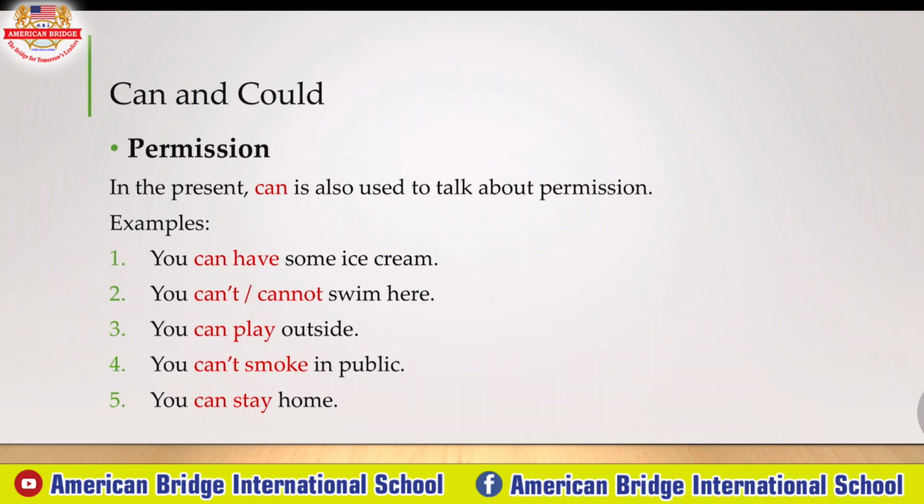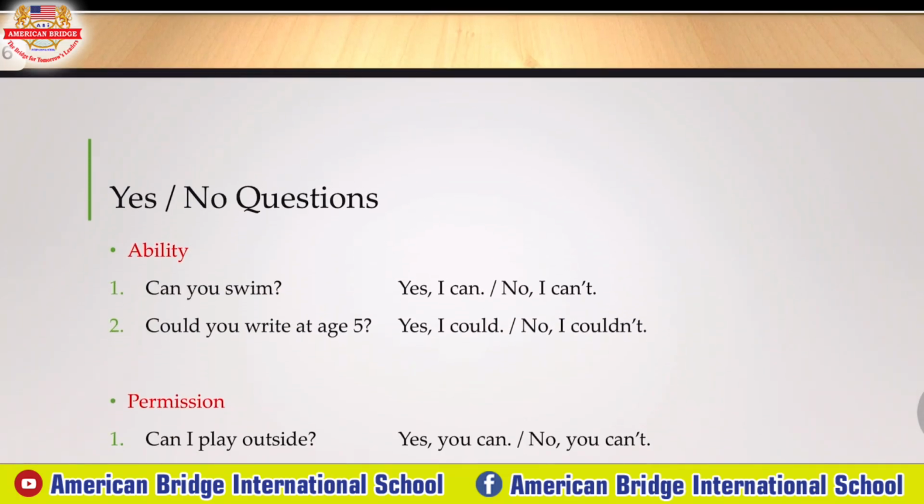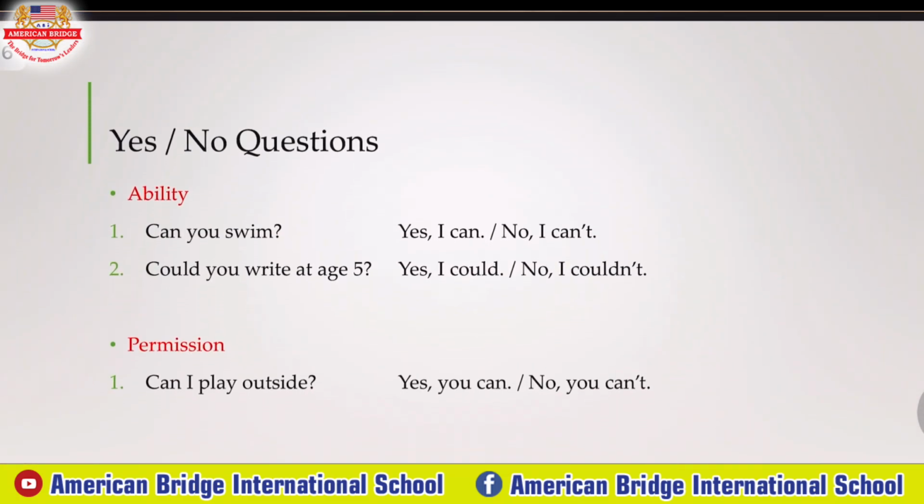Okay? Number 5, you can stay home. Perhaps you got sick and you cannot go to school. So you ask your teacher, oh teacher, can I stay home? So your teacher says, oh, you can stay home because you got sick. Okay, so this is about permission. When we want to ask permission or talk about permission, we can use the words can and could.